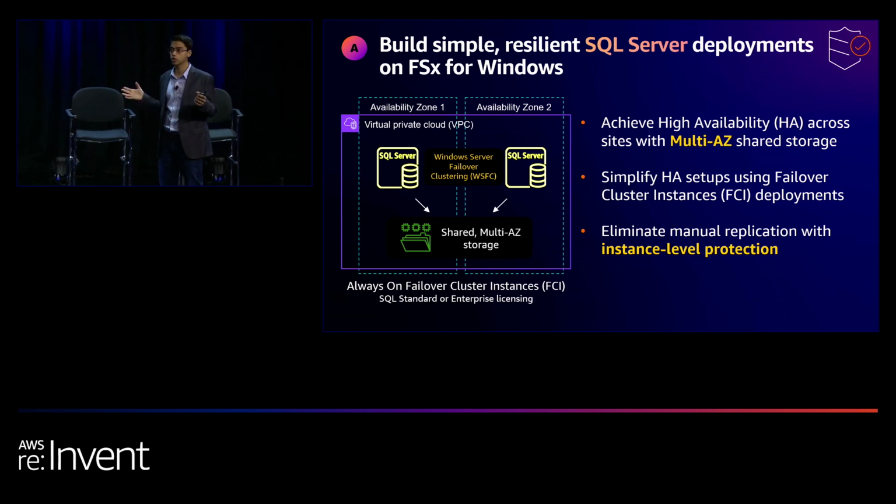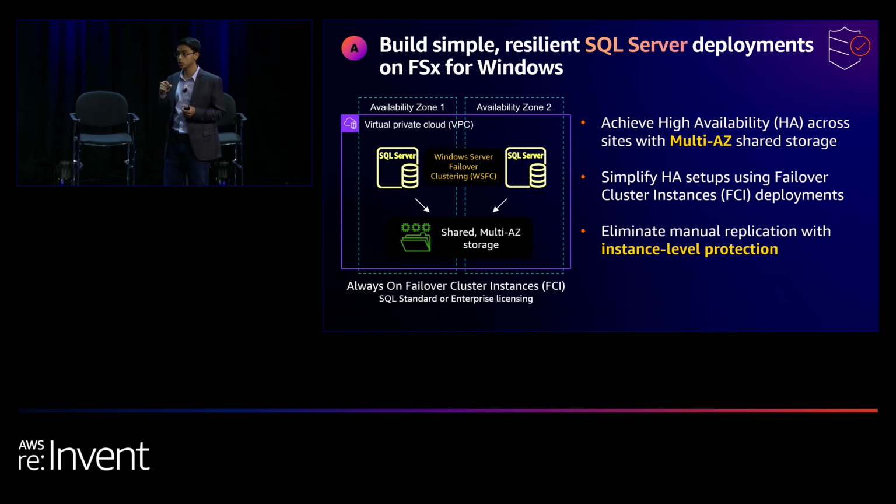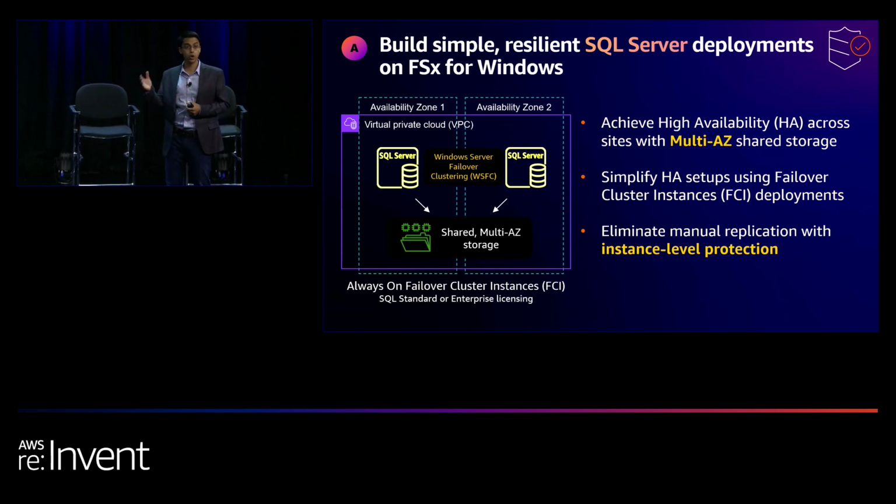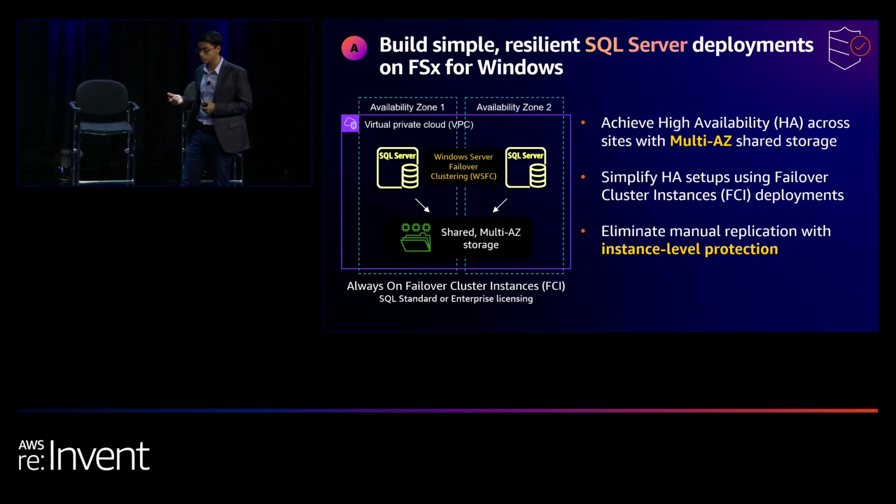And the basic high-level difference is that with AG, you have multiple SQL Server instances, each with their own local storage. Whereas with FCI, you have a single SQL Server installation that spans across nodes, typically in different availability zones. And it uses a technology called Windows Server Failover Clustering in order to provide that high availability for the entire database application. And you have a shared storage layer underneath that. And it's this shared storage layer where Amazon FSx really comes in.